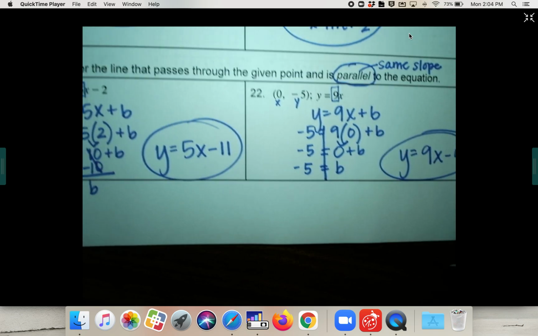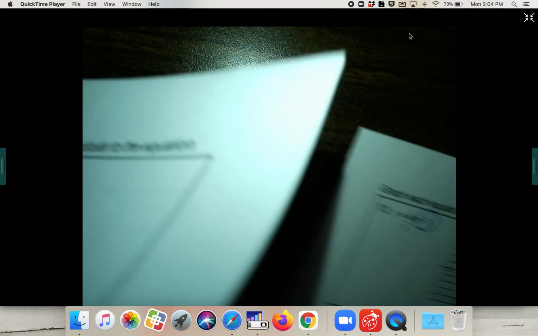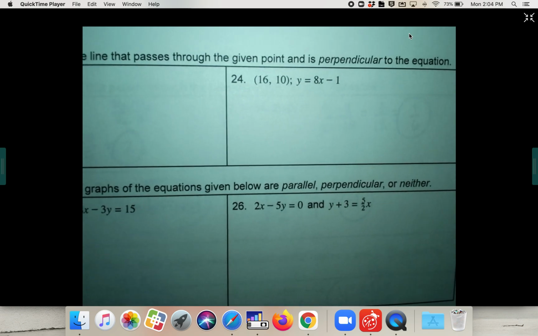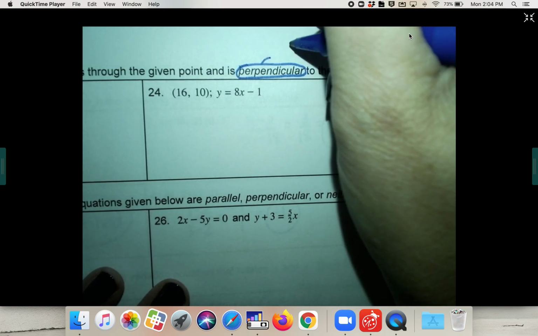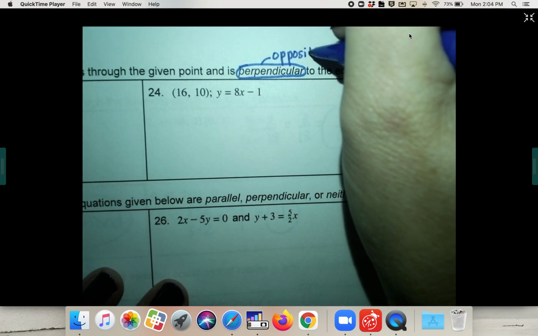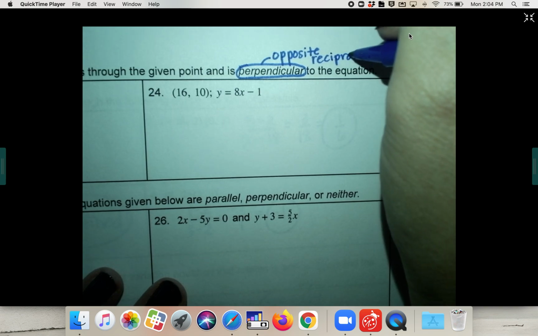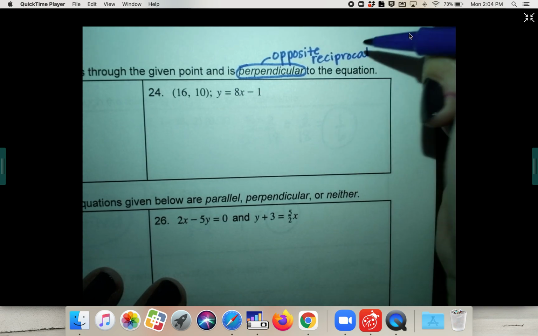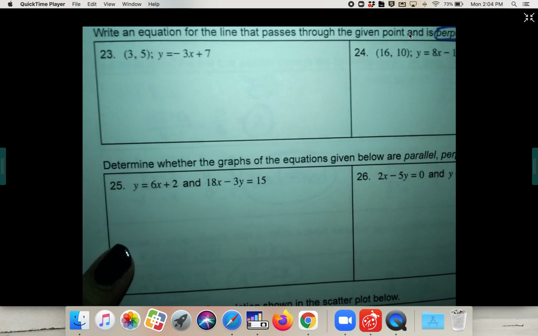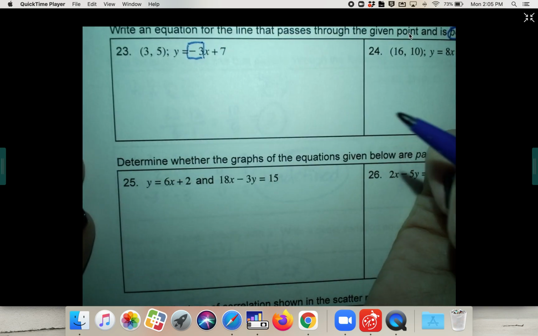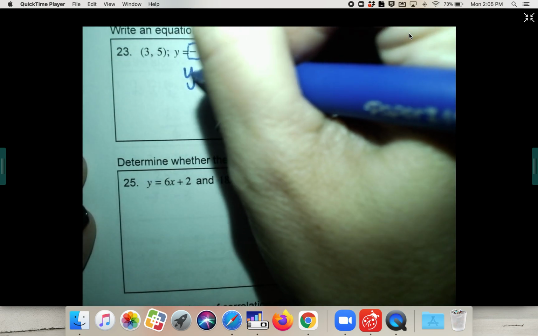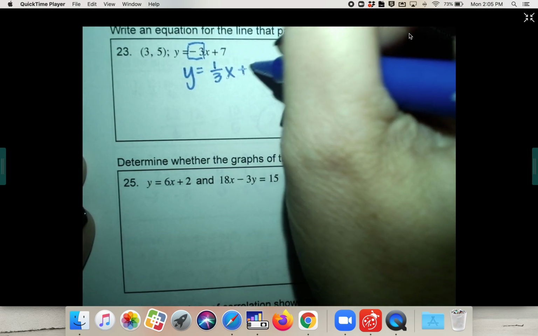All right, let's look at the last page. This next part is exactly like what we just did, except this time it is perpendicular. So let's think through what that means. Perpendicular equations have the opposite reciprocal slope. So not just the opposite and not just the reciprocal, but both the opposite and reciprocal slope. So let's think through what the opposite reciprocal is of negative 3. I hope you said in your head positive 1/3. So I'm going to write y equals positive 1/3 x plus b.